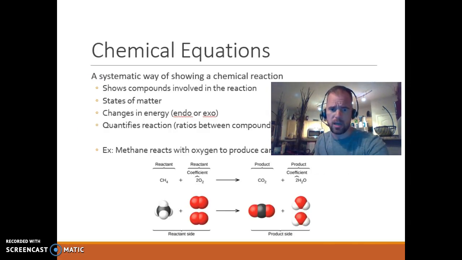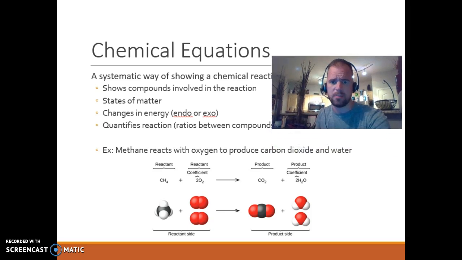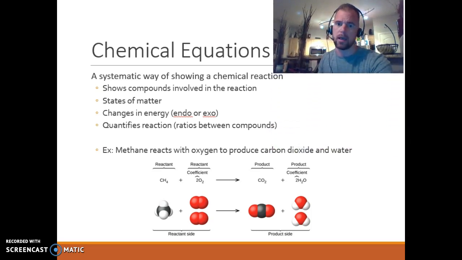Now, I'm hoping you're familiar with chemical equations. A chemical equation is a systematic way of showing what's involved in a chemical reaction. If you look at a couple of the components that are involved in a chemical equation, it's going to show you the compounds involved in the reaction, both before and after. It's going to show you the states of matter. It's going to show you whether or not the energy is exothermic or endothermic. So has energy left the system, or is energy being absorbed? And then finally, and most importantly for us when we start to get into the calculations, it's going to quantify the reaction via coefficients once the reaction has been balanced.